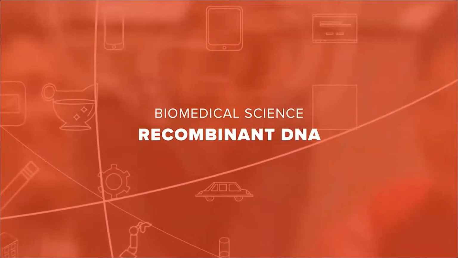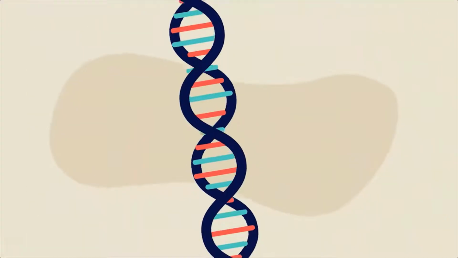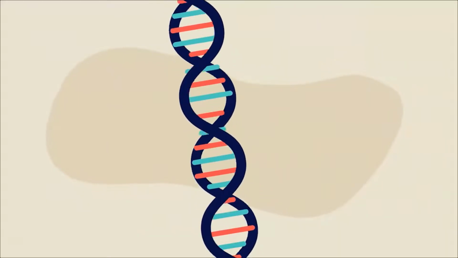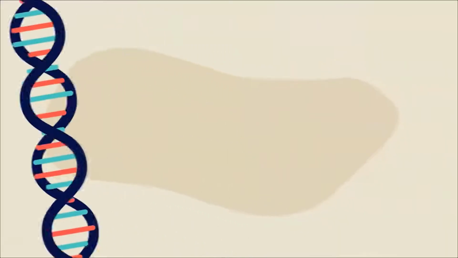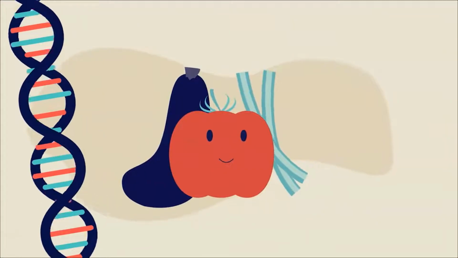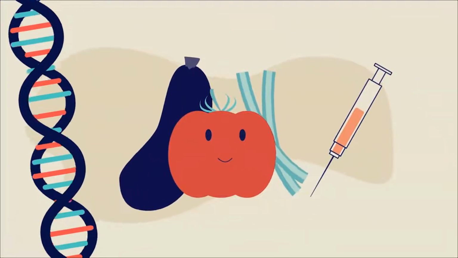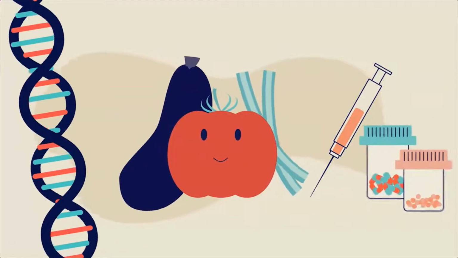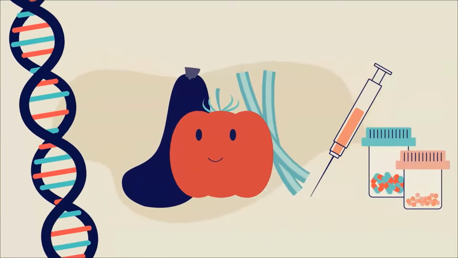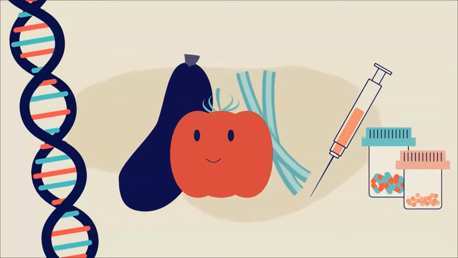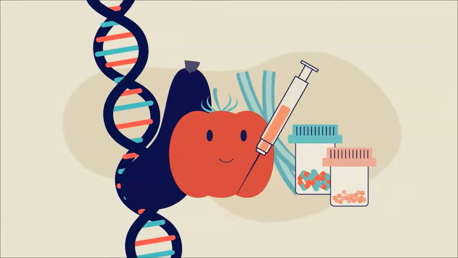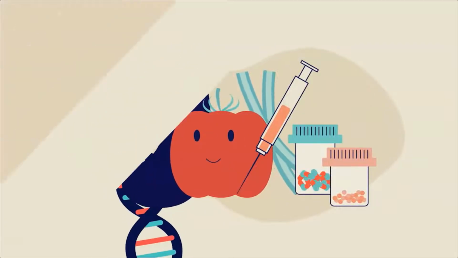Recombinant DNA technology is a process in genetic engineering by which DNA can be cut and recombined. Scientists use this technology to develop vaccines, create protein-based medications, and create genetically modified organisms. To recombine DNA, it must first be cut.